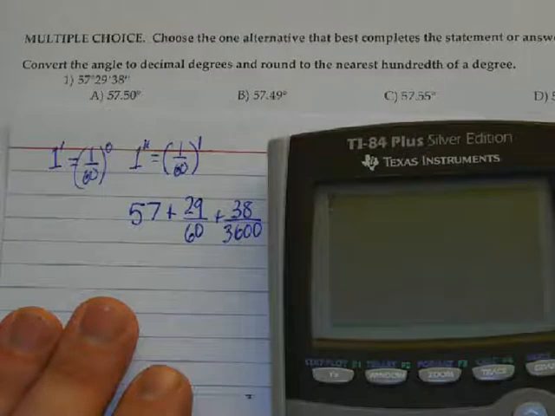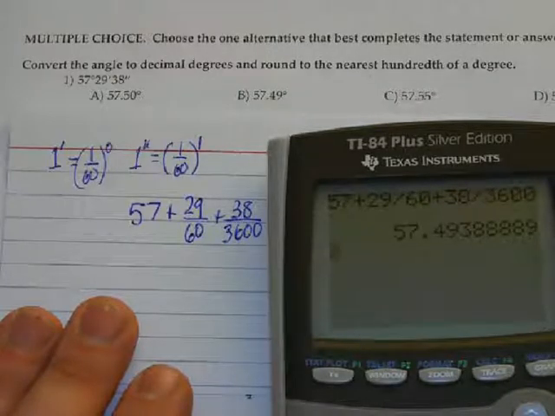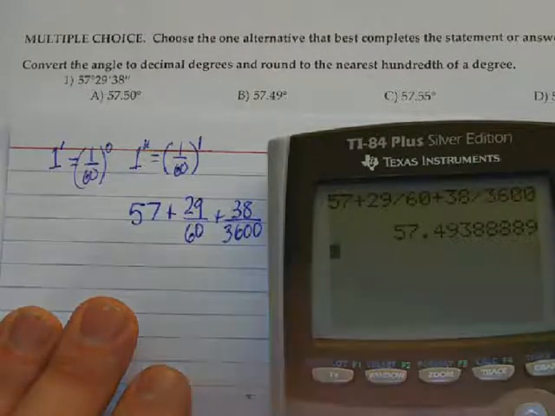So in our calculator, 57 plus 29 divided by 60 plus 38 divided by 3,600. And it asks us to round to the nearest hundredth. That's 2 decimals. So we get 57.49 degrees.